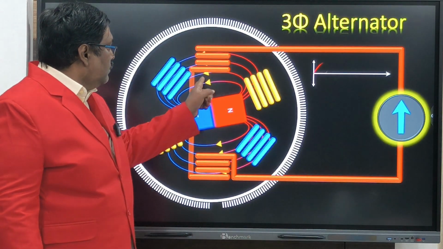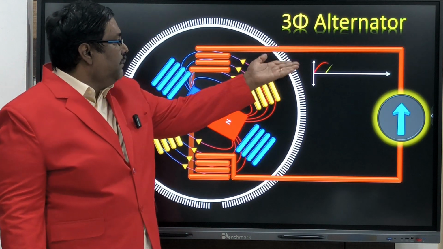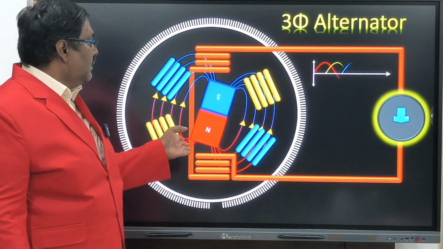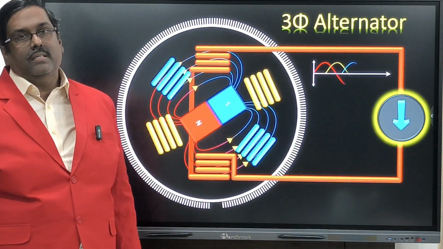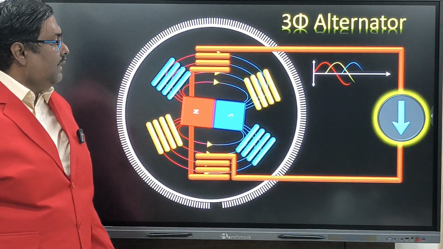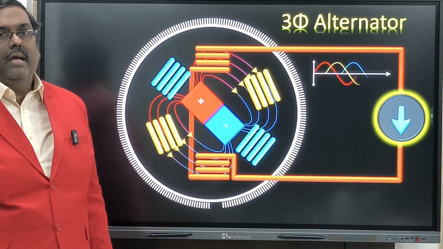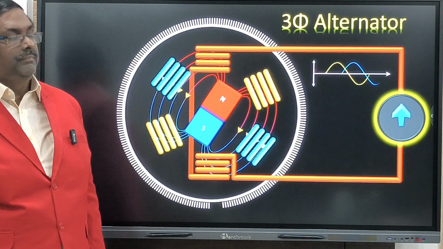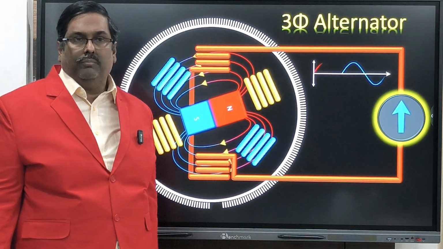Wherever north to south flux is crossing, that time maximum peak voltage is coming. And south to north crossing, that time negative peak voltage is coming. See, very simple. And the direction, the red direction only I showed. The direction and the amplitude also I showed in the output. This is the output we are going to use in the load.